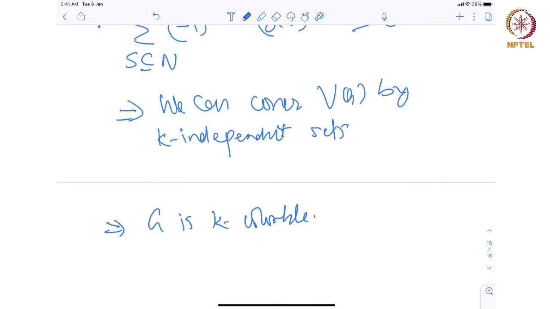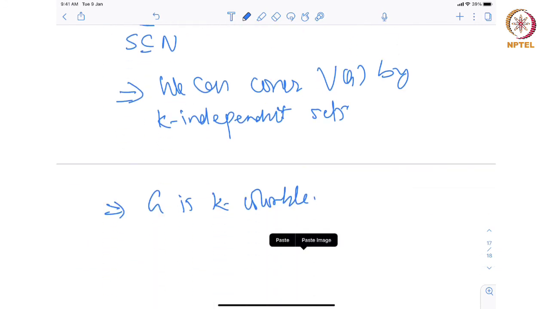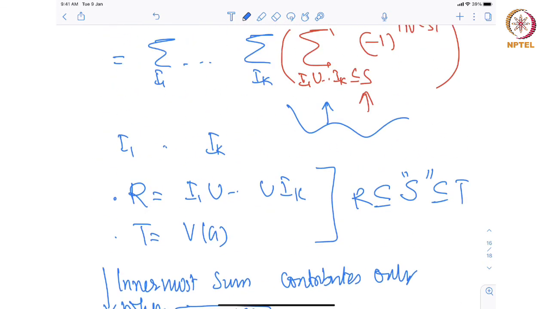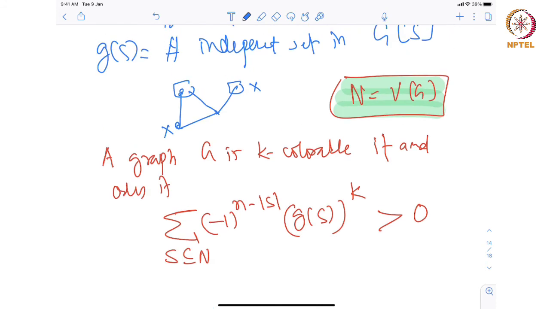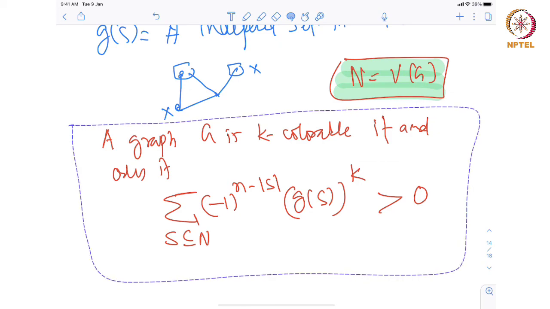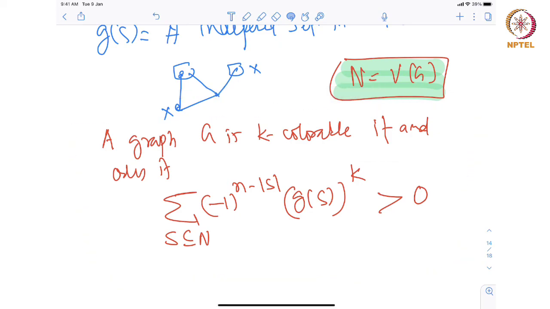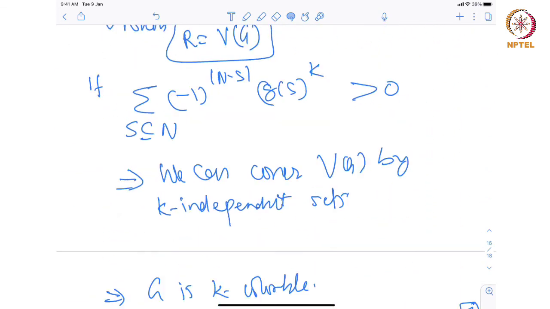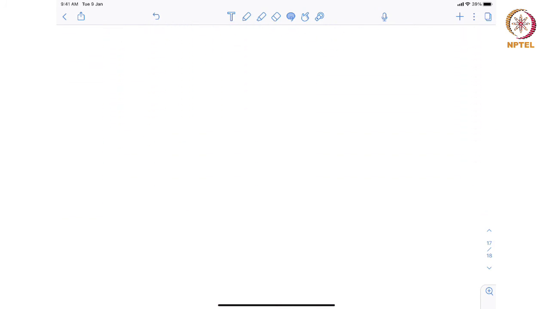In fact, when G is k colorable, we can cover V of G by k independent sets which form a disjoint partition. So we have been able to show that a graph is k colorable if and only if the following combinatorial identity is true. Now let's see how we can use this combinatorial identity algorithmically.